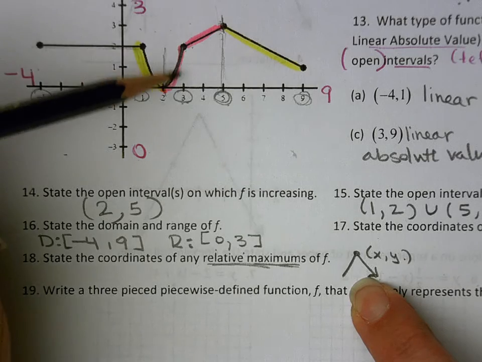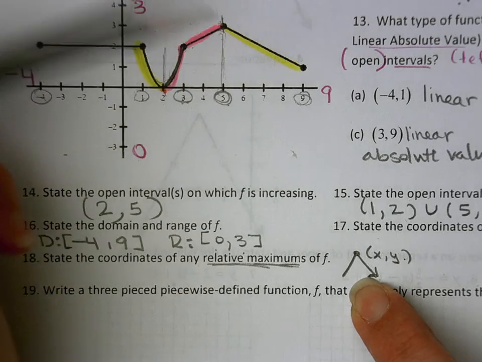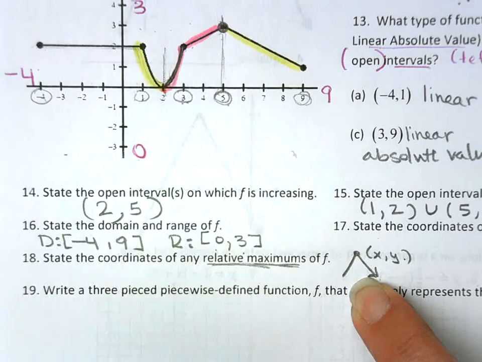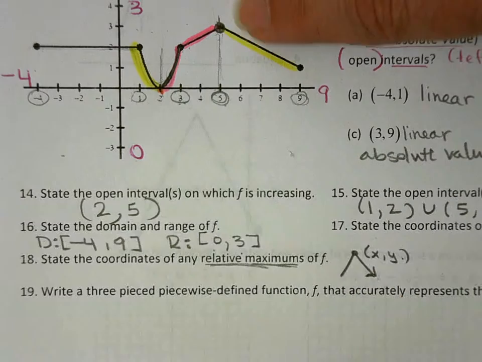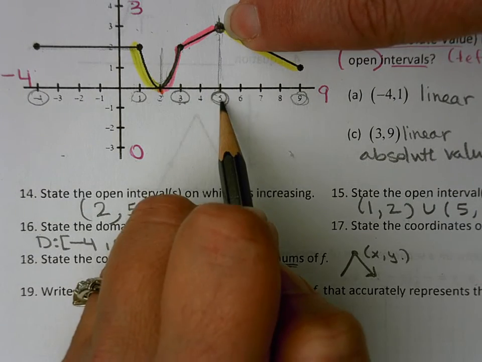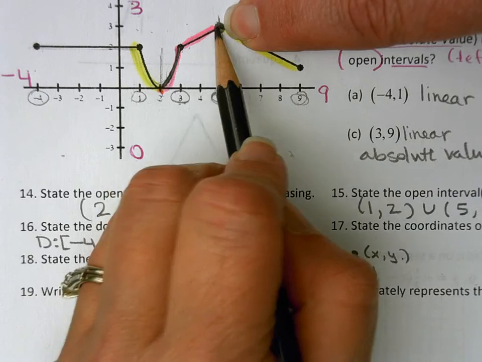So when I'm looking on the graph, I'm looking to see where I go from increasing to decreasing, and that would be at this point. This is a specific point, so I need to come up with its x and its y value. So that ordered pair is at x equals 5 and y equals 3.